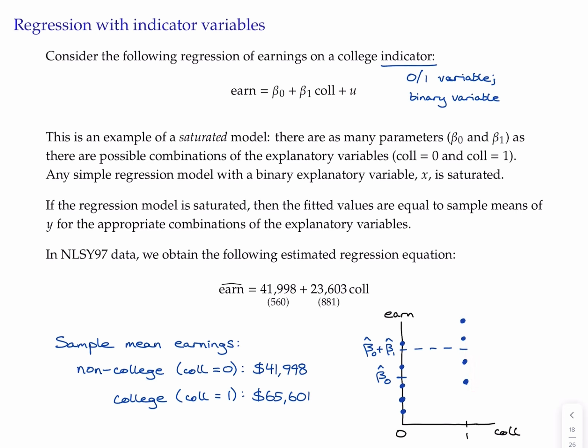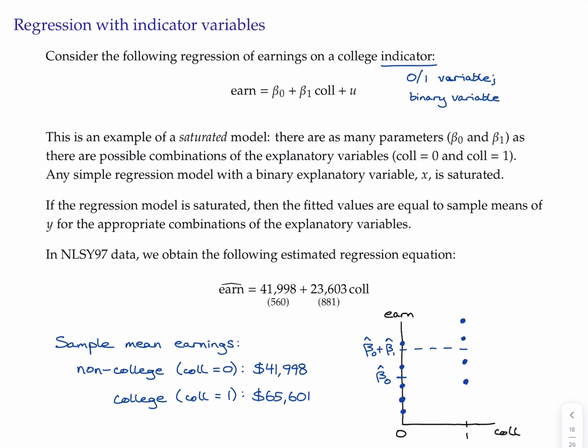Regressions in general don't always have this property. You have data points, you're fitting a line through them. There's no promise that the height of that line corresponds to the average value of y for every single different value of x that you could run along that line.